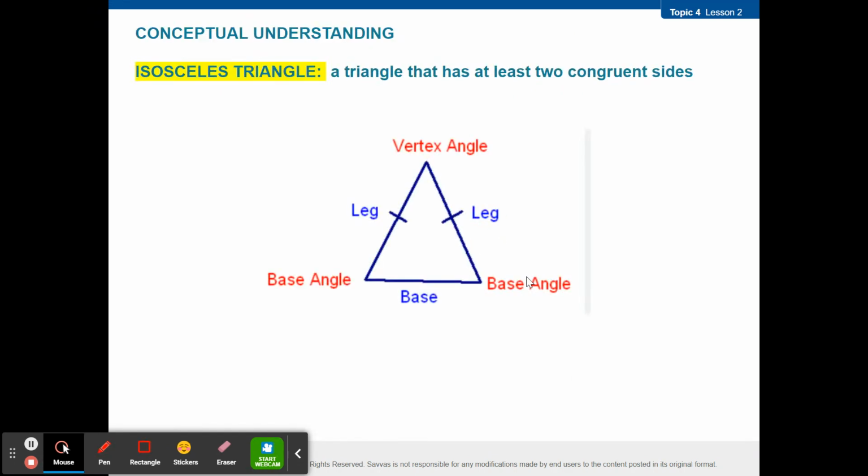This is the first thing you're going to want to write down regarding isosceles triangles. All right, an isosceles triangle is a triangle that has at least 2 congruent sides. These are the pieces of an isosceles triangle. Okay, so draw a triangle, draw the legs. Okay, the legs end up being congruent. This is your base side. This is your vertex angle. And these are each base angles. The other thing you could also put in here is that base angles are also congruent.